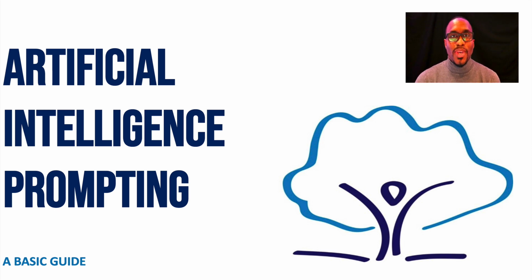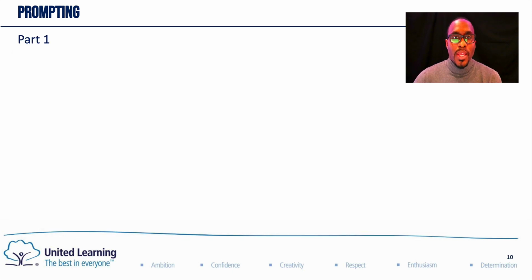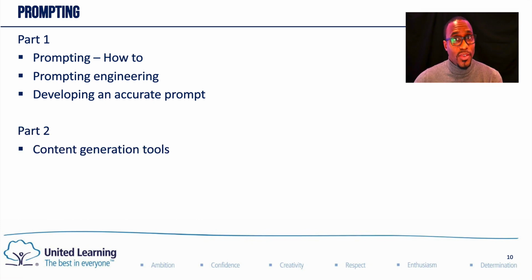Hello and welcome to a basic guide on artificial intelligence with a focus on prompting. In this session, we're going to be looking mainly at two tools, that is Bard and ChatGPT. This session will be part 1 of 2, and we'll be looking at the how-to of prompting. We'll be looking at some of the basics of prompt engineering. We'll also be looking at how to develop an accurate prompt. In part 2, we'll focus more on content generation tools and examples of what is possible.